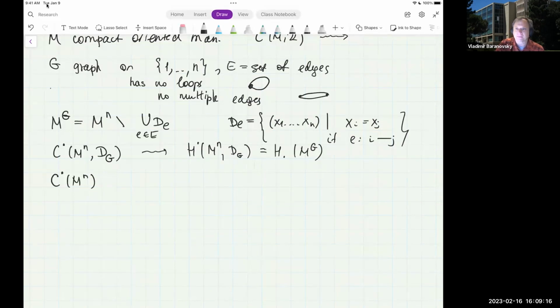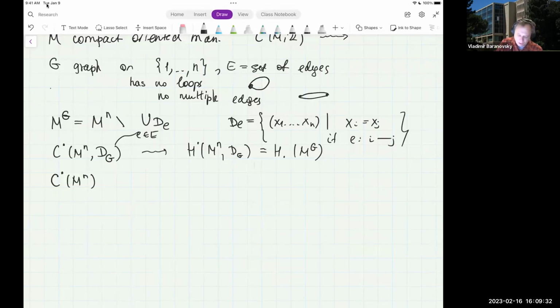Can I ask you a question, Vladimir? Yes. The union of these DEs, you call D of G. Yes. And then where is the double intersection of the diagonals? Yeah, we'll see in a second.